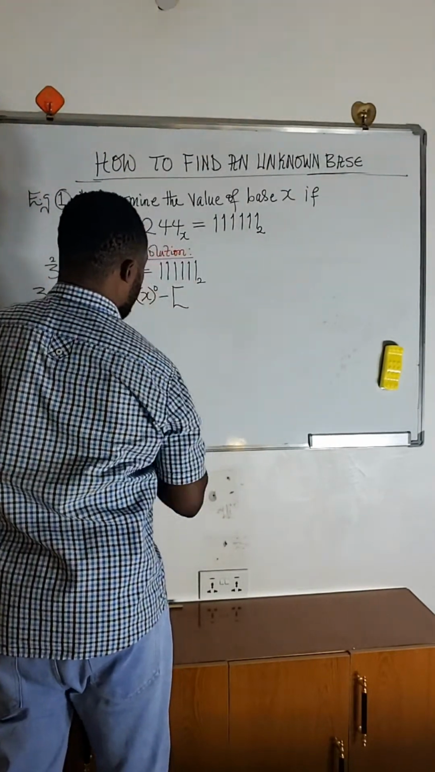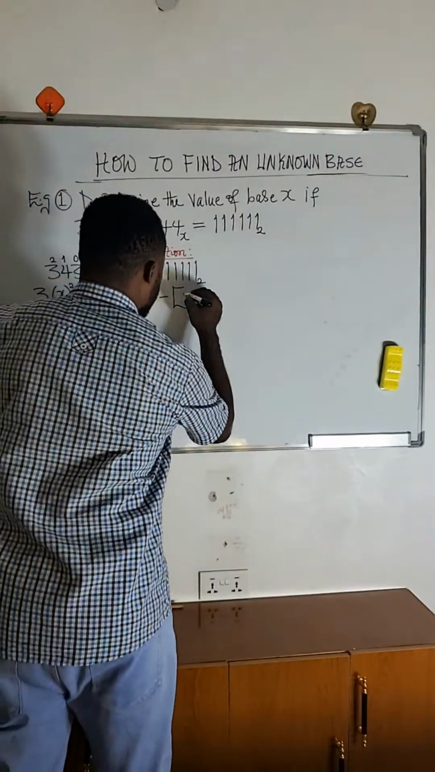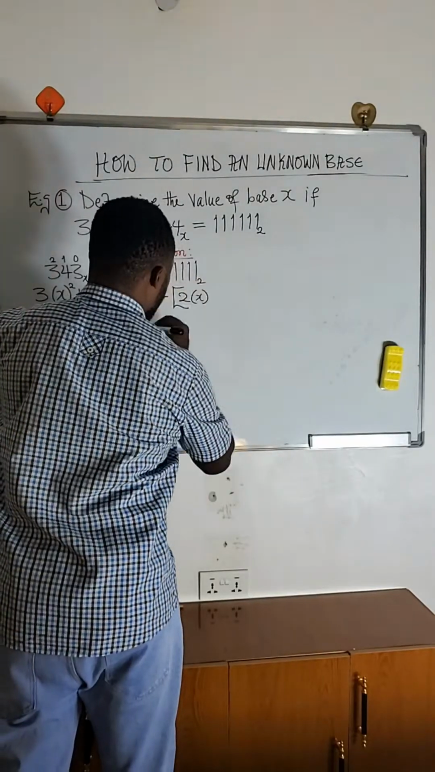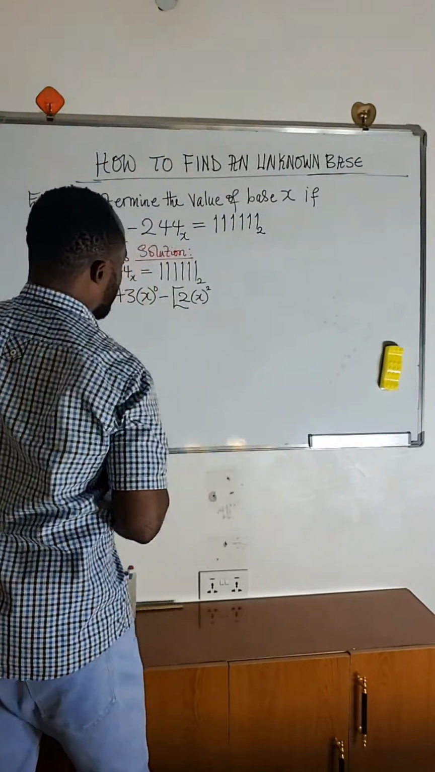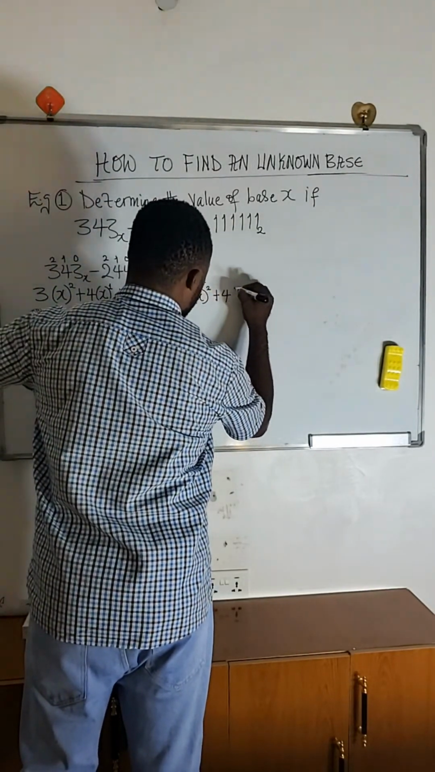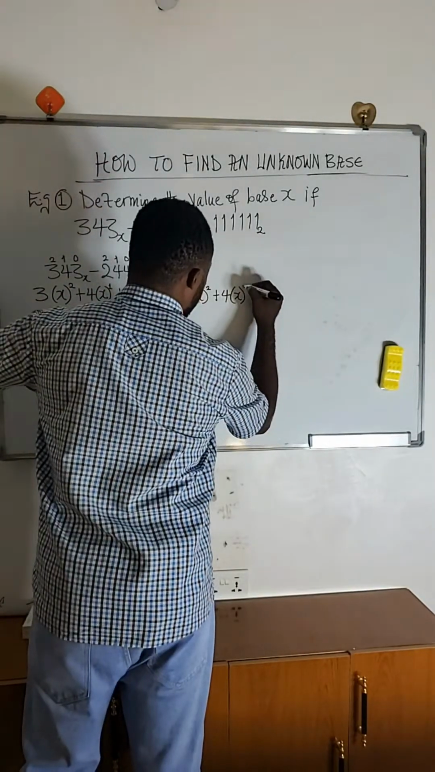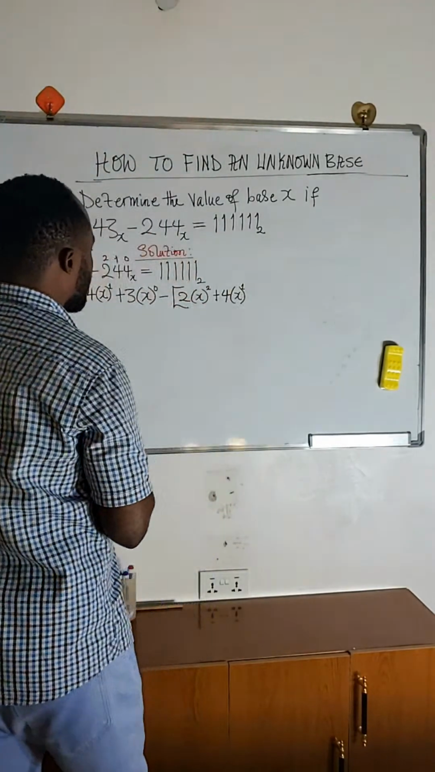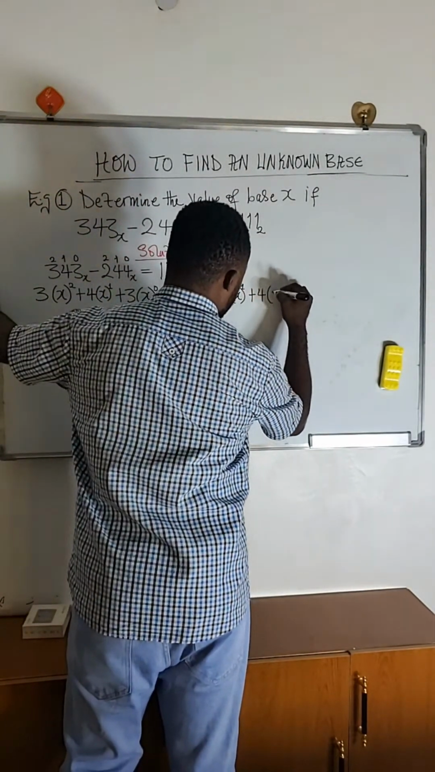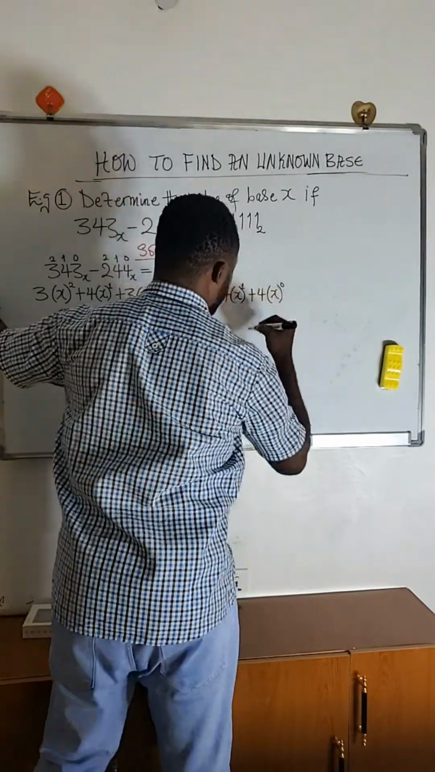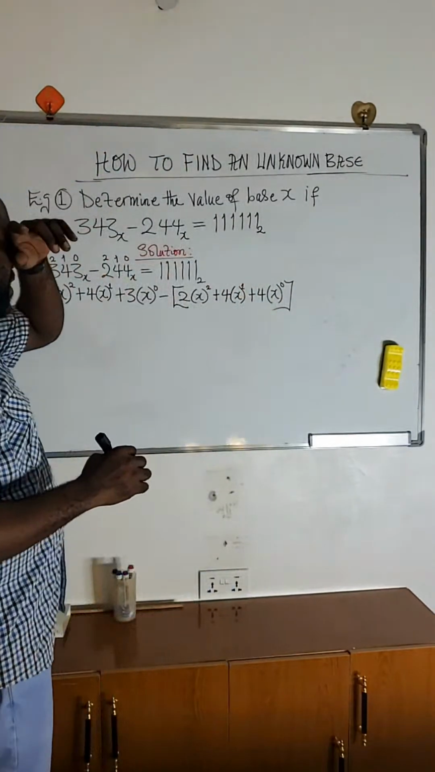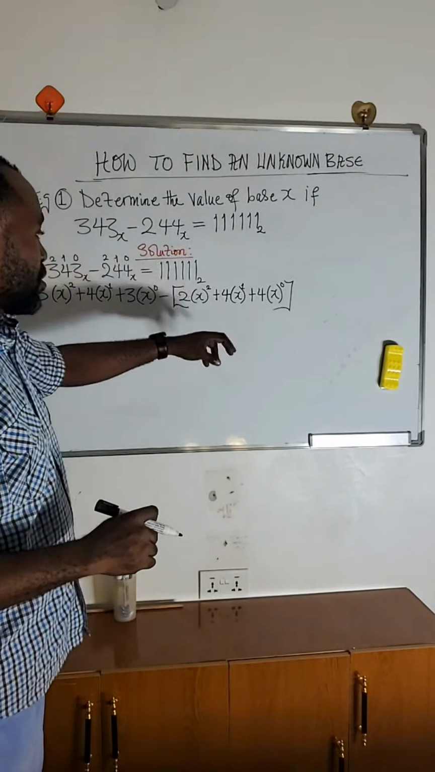Minus, we put all those in bracket, 2 times x also raised to the power of 2, plus 4 times x raised to the power of 1, plus another 4 times x raised to the power of 0. And then we close the bracket. Everything is equal to this.